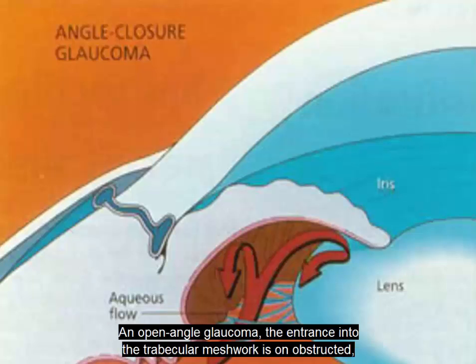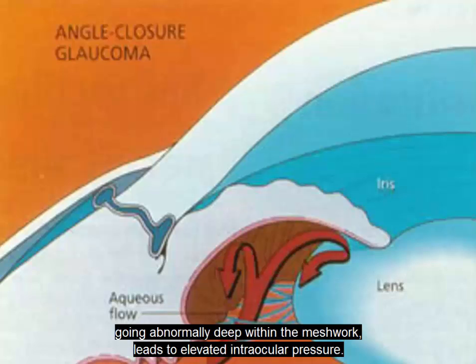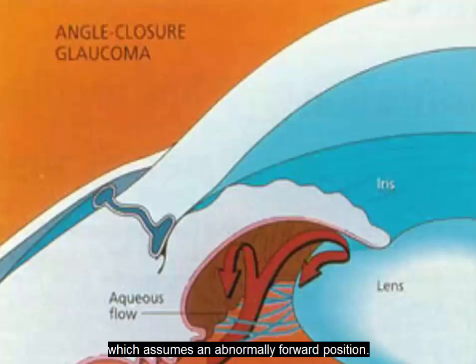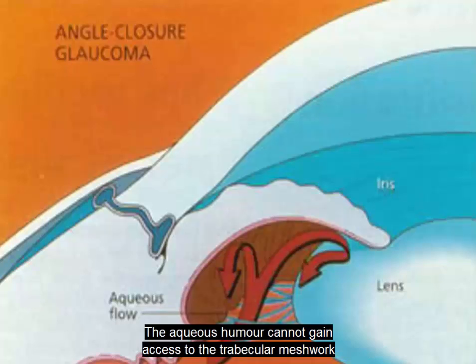In open-angle glaucoma, the entrance into the trabecular meshwork is unobstructed, though an abnormally high resistance within the meshwork leads to elevated intraocular pressure. In closed-angle glaucoma, the entrance to the trabecular meshwork becomes blocked by the iris, which assumes an abnormally forward position. The aqueous humor cannot gain access to the trabecular meshwork and drainage canals, causing the intraocular pressure to increase.